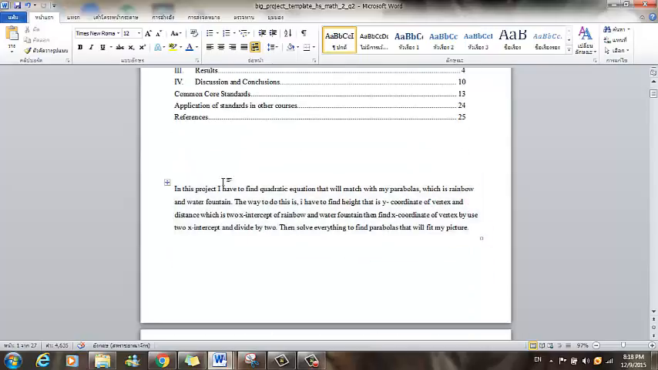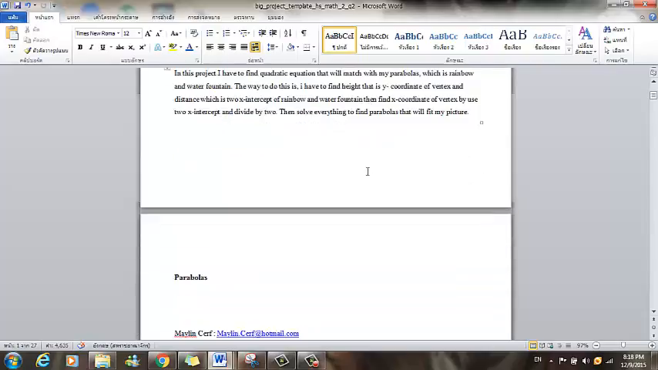So it is like the brief intro. In this project, I have to find the equation that will match with my parabola, which is the rainbow and water fountain that I choose. So I have to find the height and distance and the x coordinate of vertex to find the parabola. I have to solve everything to find the equation to fit with my parabola and the parabola that will fit with my pictures.